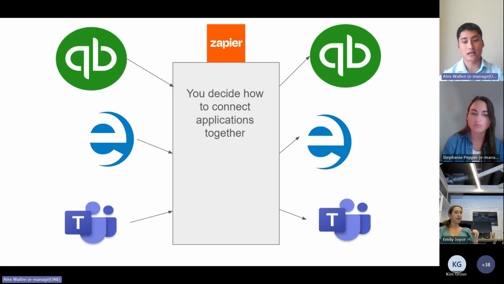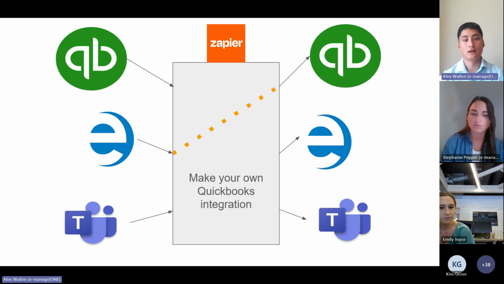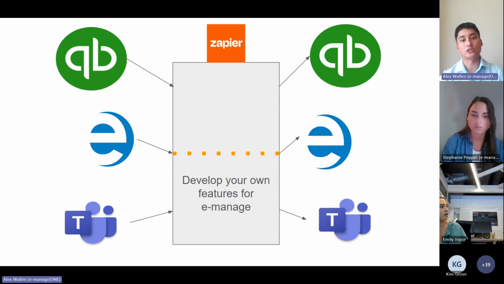So you decide how you want to connect the applications together, make your own QuickBooks integration, or develop your own eManage features. For example, when a project order completes, you can automatically change the project status if you use Zapier. Or let's say you receive a payment in full, then you can create a new action item inside of eManage. Those are two examples of eManage to eManage integrations.